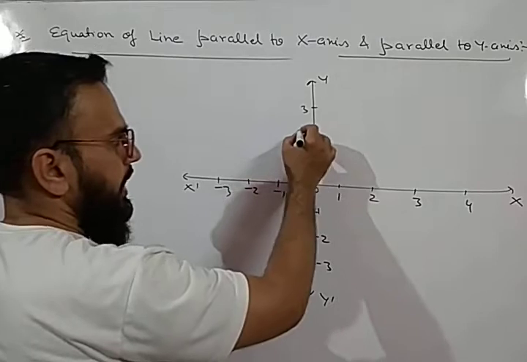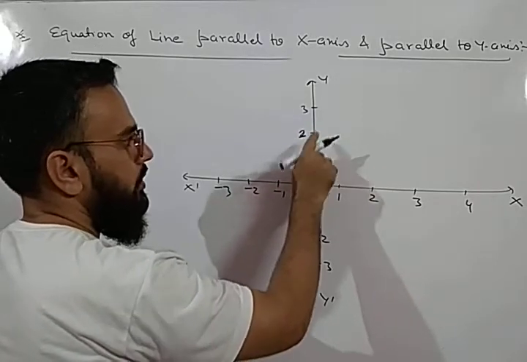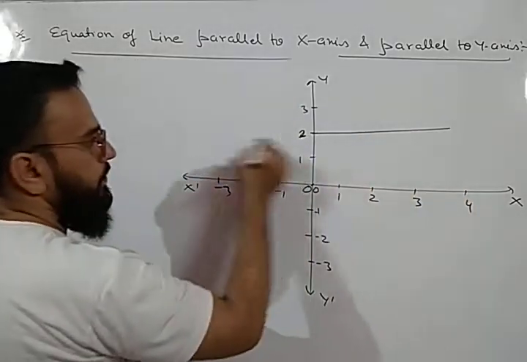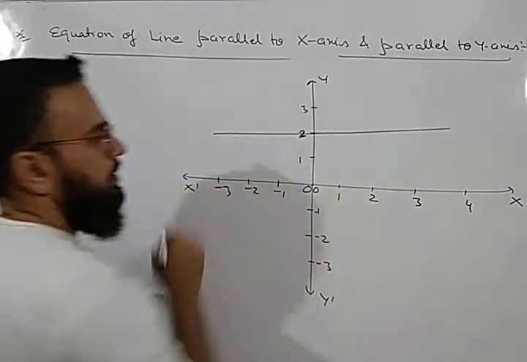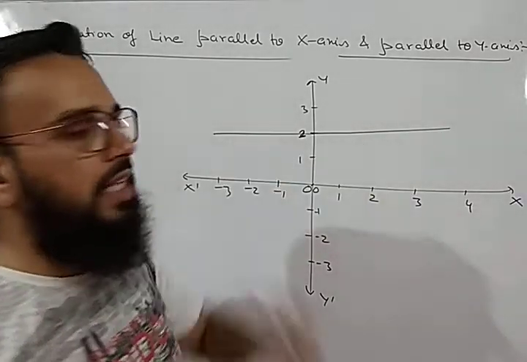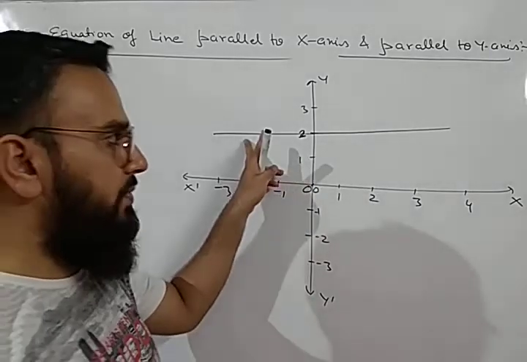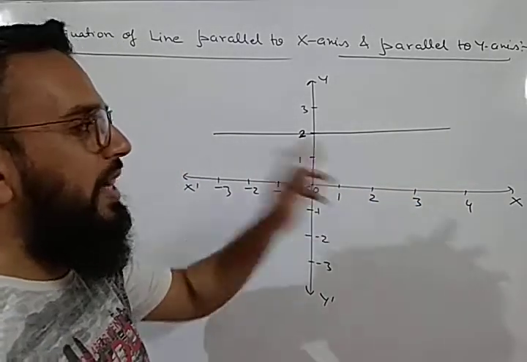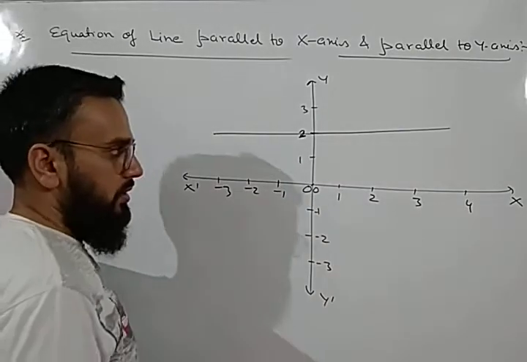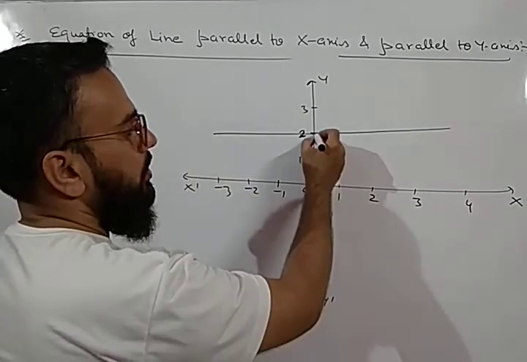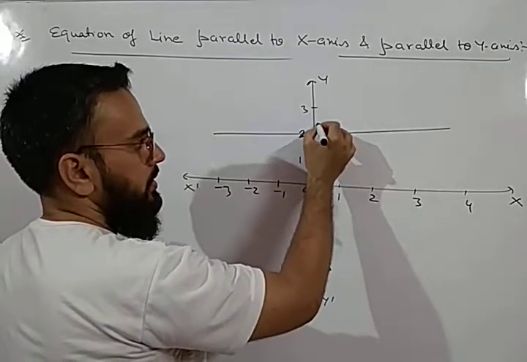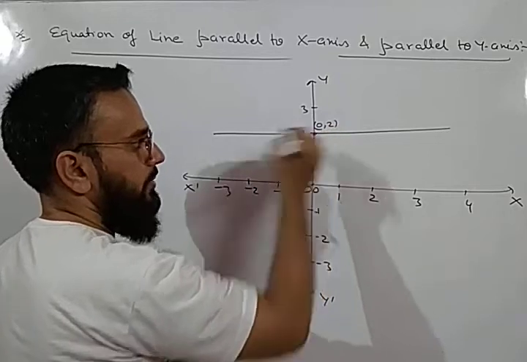Suppose we have drawn a line from this point 2, from y equal to 2. If I draw a line which is parallel to the x-axis, this is a line which is parallel to the x-axis, and we have to find the equation of this line. Then what will be the equation of this line? So if we find the coordinates of all the points on this line, what is this coordinate? This is 0, 2.